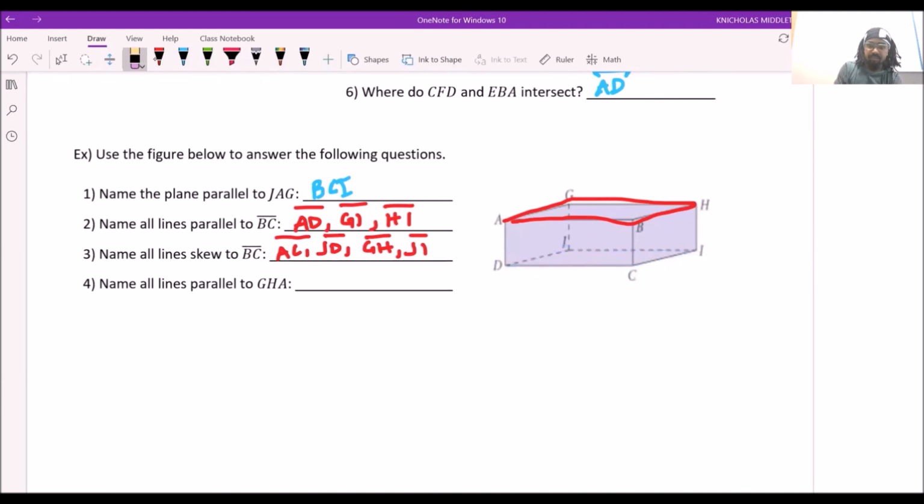Okay. So all those would be DJ, JI, DC, CI. If you wanted to get fancy, you could say JC. So there you go. You should know rays and segments, and you should be able to differentiate between skewed lines and parallel lines. And we did a little more practice identifying those things. See ya.